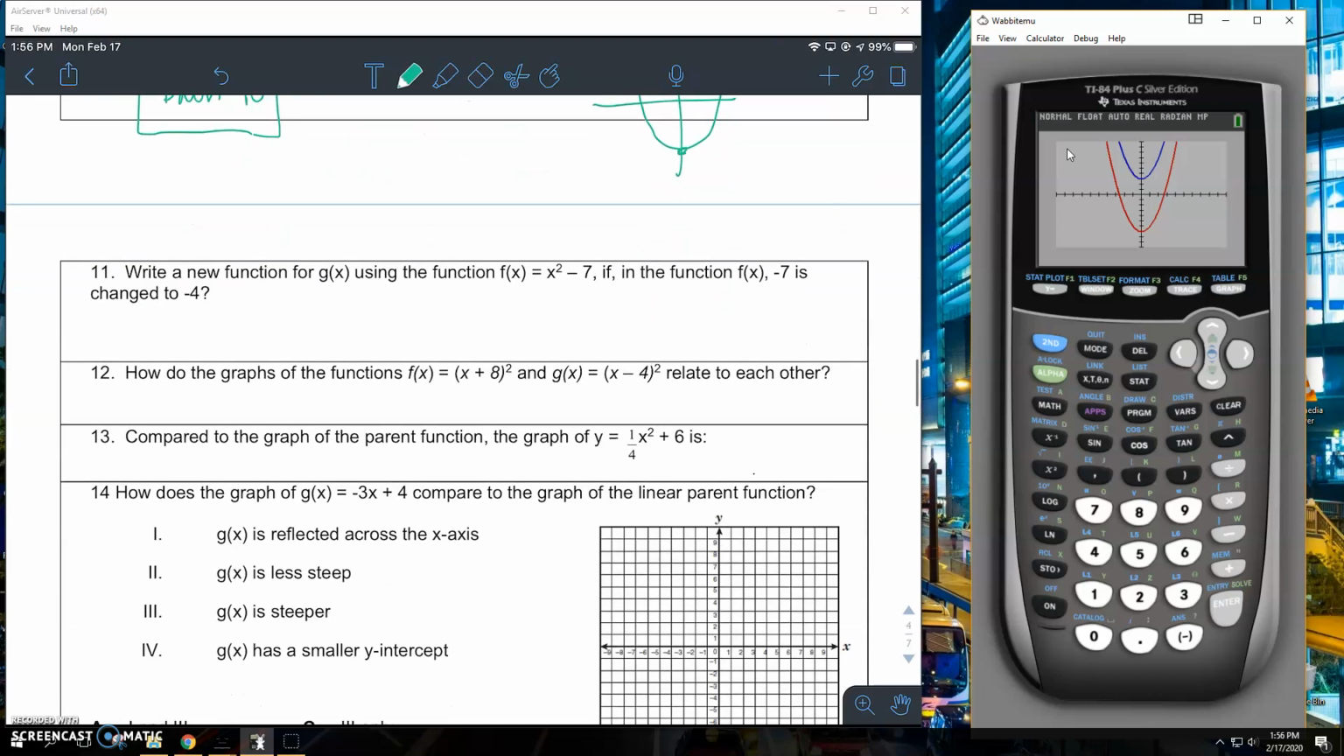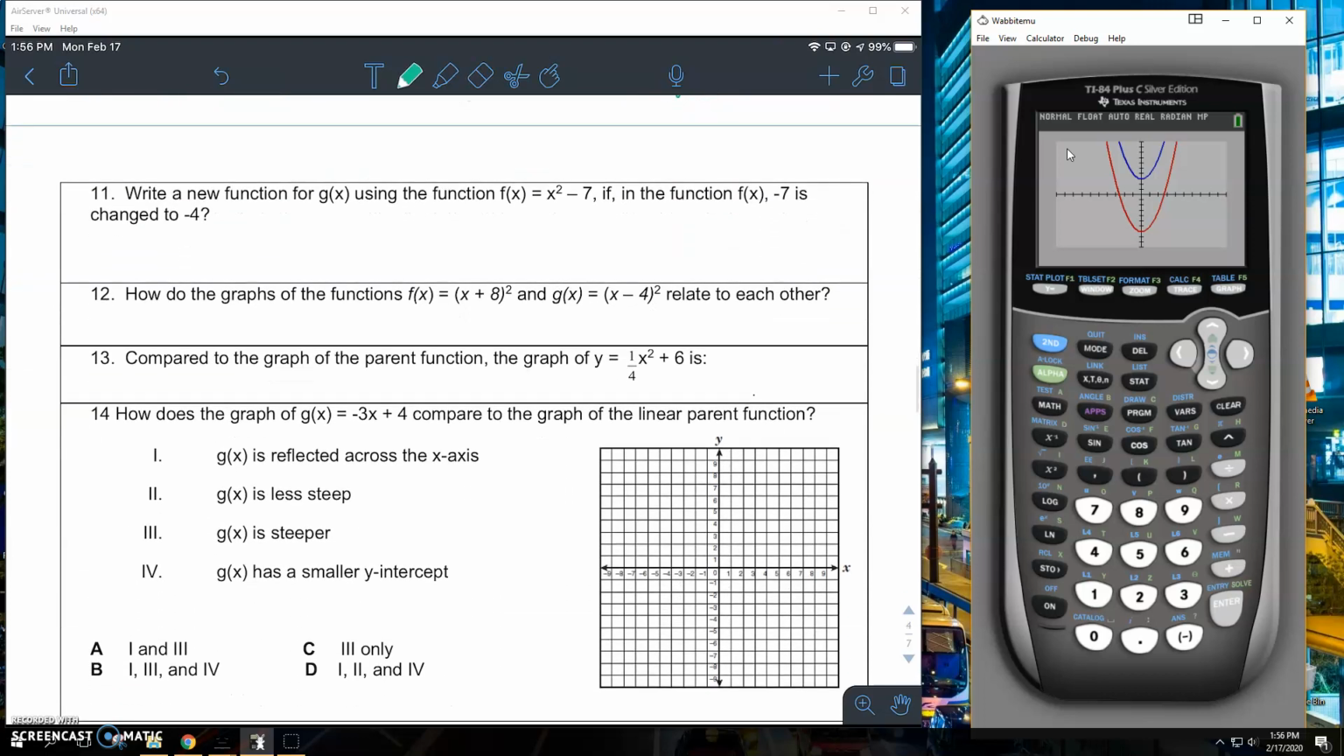Number 11, write a new function for g of x using the function x squared minus 7 if the function f of x, negative 7, is changed to negative 4. Okay, so our new function is going to be g of x. It's going to be the same thing, except our negative 7 is changed to a negative 4. So I'm going to say x squared minus 4 this time.